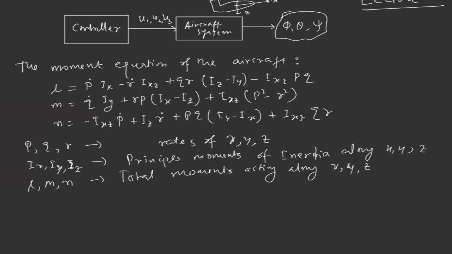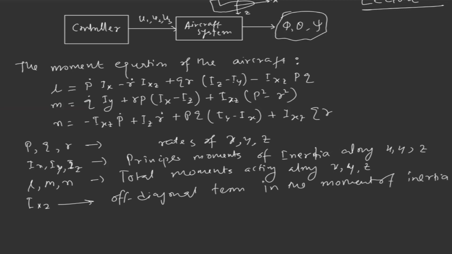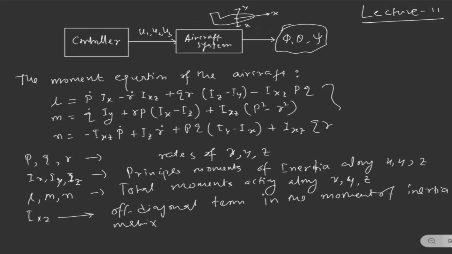And here Ixz is the off diagonal term in the moment of inertia matrix. I think we are done with the terms. Now, let me define this as equation number 1.